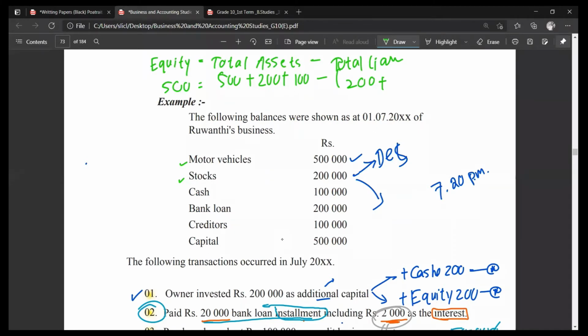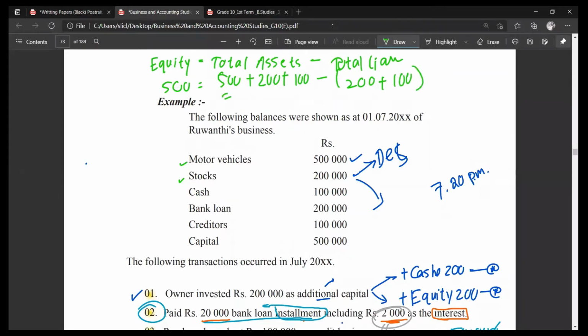In Sinhala, trade payable is a synonym for creditors. Right? If we buy on credit, it will give rise to creditors, or else it will give rise to trade payables. So trade payables are an example of liabilities.